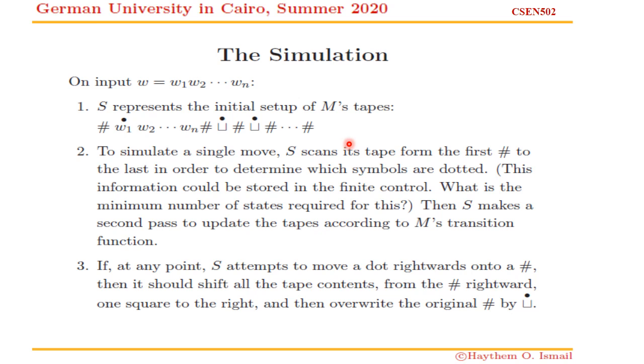Now, when it's done, it needs to remember which symbols are dotted, and it can do that using its states again. It can enter a state that will indicate exactly which symbols are the dotted symbols. So, for example, suppose that the Turing machine M has 3 tapes, as we saw in the example a couple of slides back, and that the first head is pointing at a 1, the second at an A, and the third at a B.